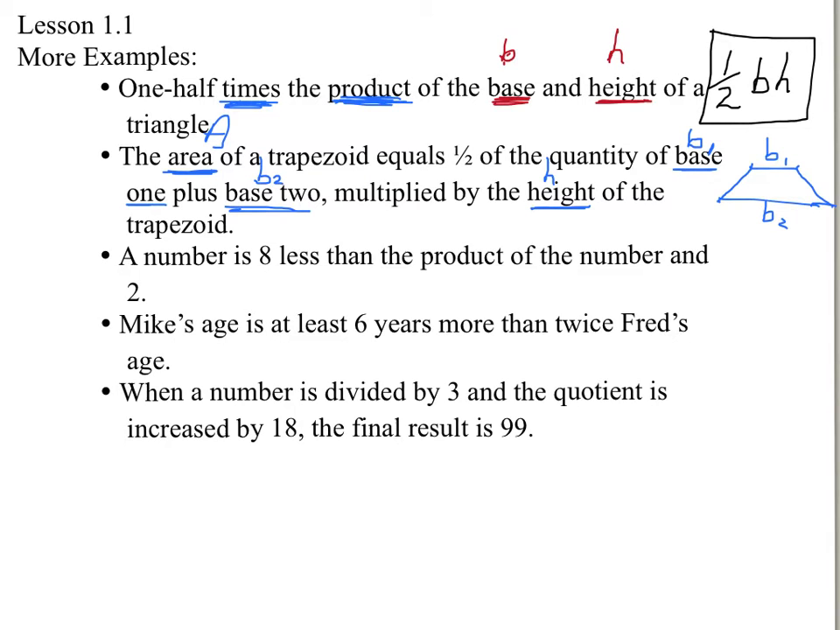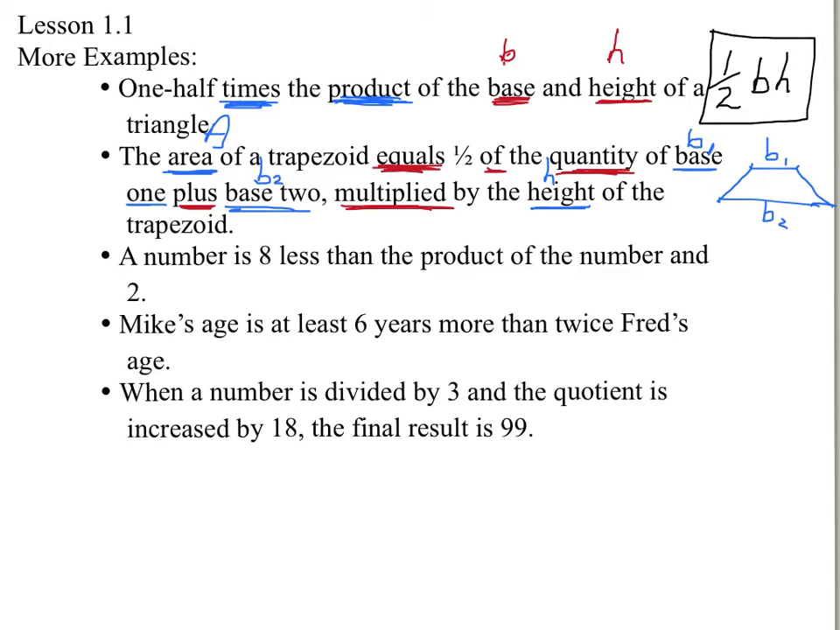All right. Let's go ahead and see if we can write this. I do need to find my operations. I see the word equals, so it's going to be a sentence instead of an expression. It's going to be an equation, actually. Half of the quantity of means we're going to do times. Quantity lets me know I'm going to have parentheses. It's base 1 plus base 2, and then we're going to multiply by the height.